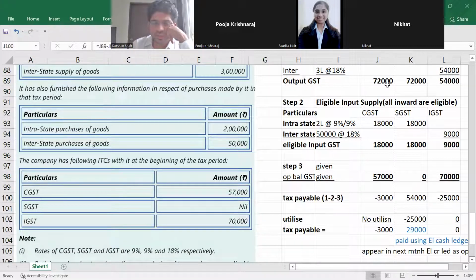Let us do one more question now. In this question, we will cover everything that we have learned, guys. You will have to decide what is the eligible input. Step 1 also you have to do. Step 2 also you have to do. But in step 2, eligible input, you guys have to decide. And then step 3, opening GST will always be given in these kinds of questions.